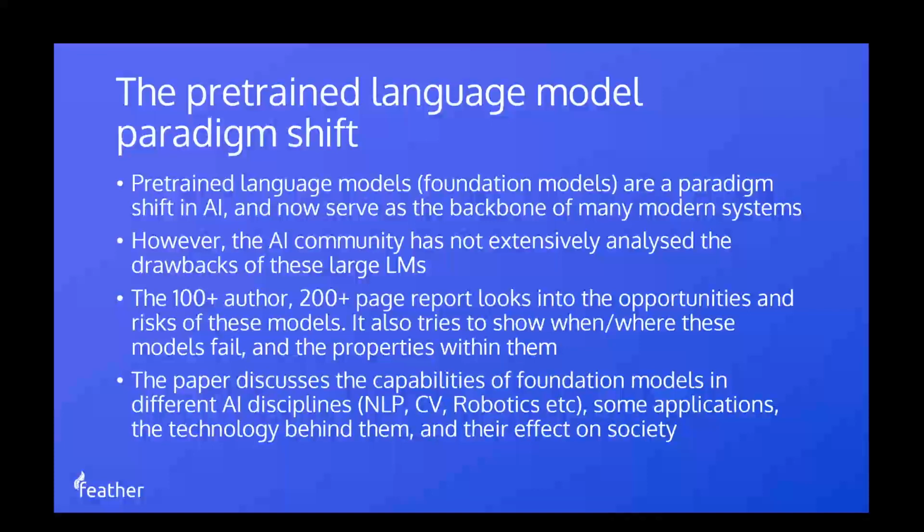Now, the paper discusses capabilities of these foundation models in different AI disciplines, such as NLP, CV, robotics, even philosophy, some applications, such as in law, education, and healthcare, the technology behind them, including the data that they were trained on, and their long-term effects on society, such as potential misuse, environmental effects, economic benefits, and so forth.